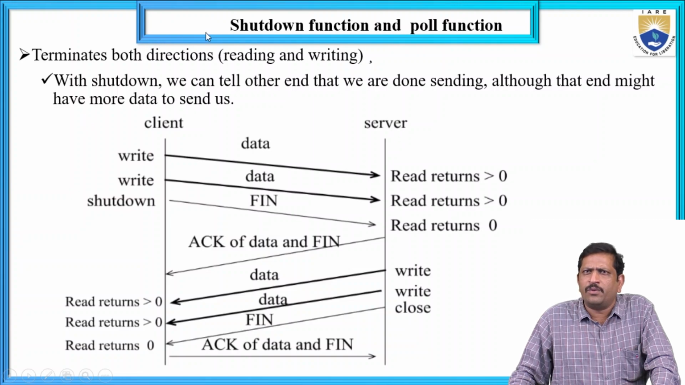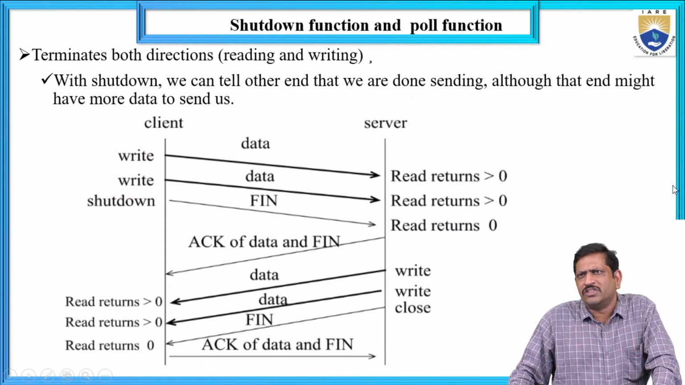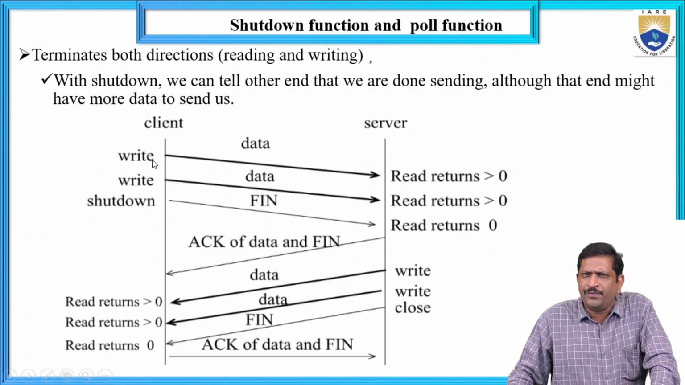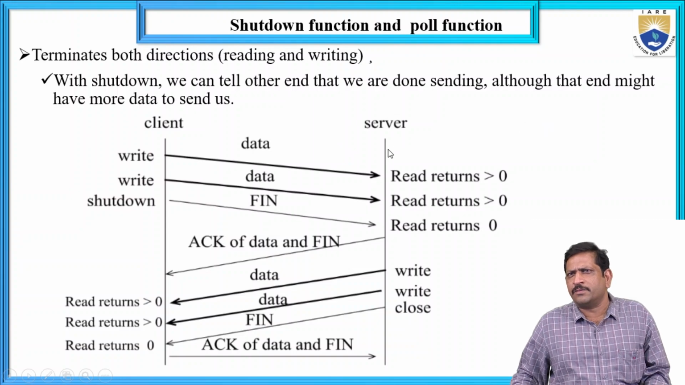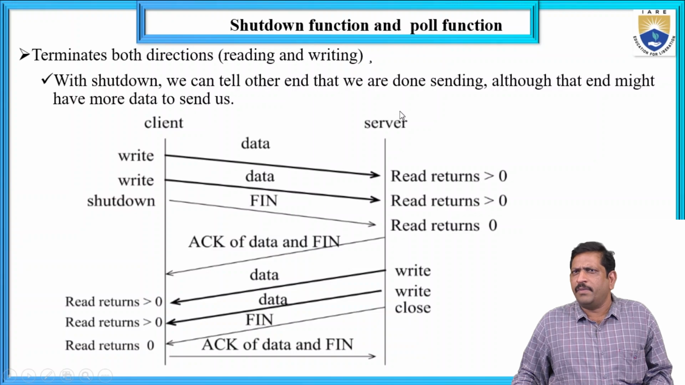With the shutdown function we can tell the other end that we are done sending, although that end might have more data to send us. Here, write means we are sending data to the server. Once you write from the client side, the server automatically reads the data. Whatever data is sent by the client can be read by the server.